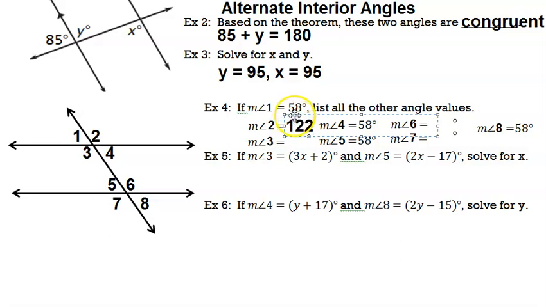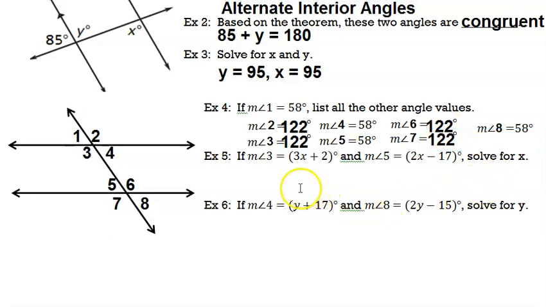122 degrees. Fun fact, the hottest temperature ever recorded in the city of Phoenix, 122 degrees. Not that I'm from there or anything. All right, so 122, and 122, and 122, and 122.